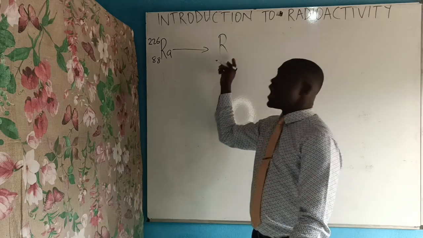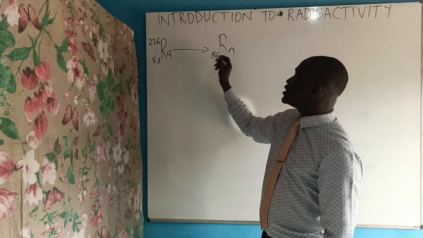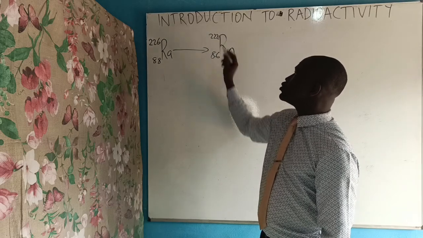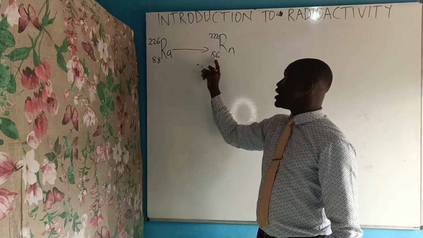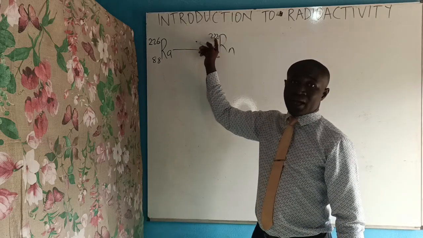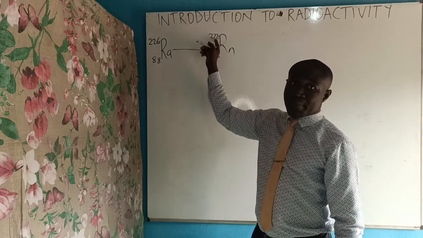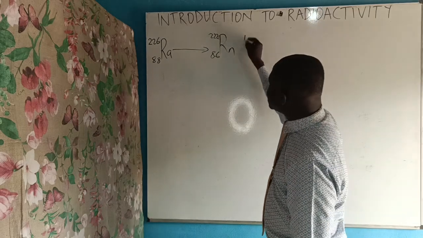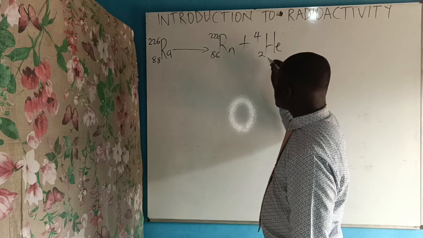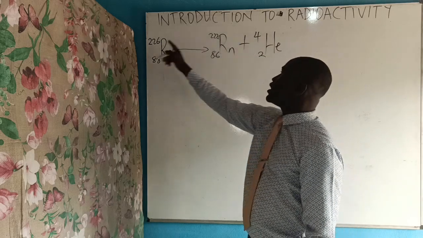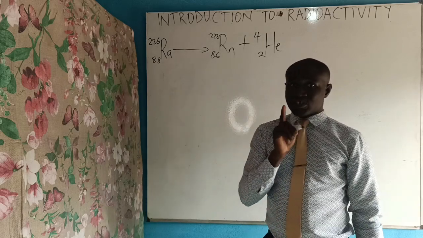Now, this radium, once it disintegrates, gives you what we call radon. Radon is Rn, atomic number 86, mass number 222. So once it disintegrates, it will also give you a helium particle. That means this plus this will give you this. You get? So that is about natural radioactivity.